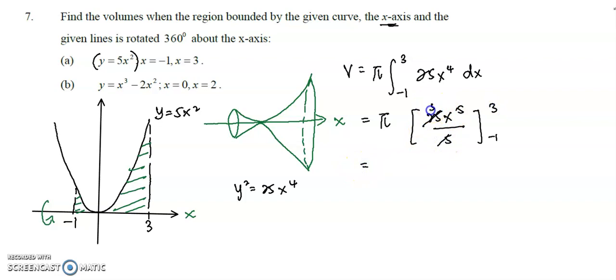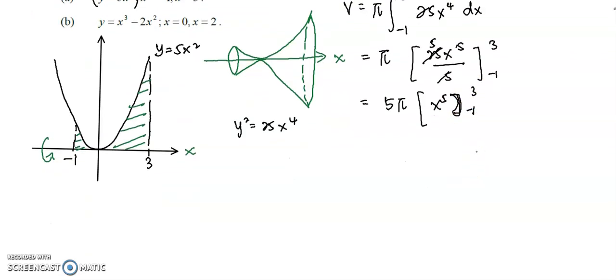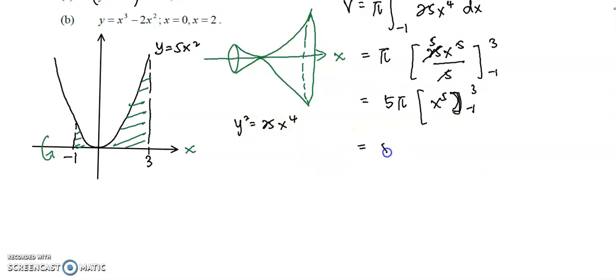This can be cancelled off. You have your 5 x to the power of 5. So this 5, you actually can factor it out. You get 5 pi. And what you have in the bracket is just x to the power of 5. Substitute the limits inside. Put in the 3. 3 to the power of 5 minus -1 to the power of 5. And you should get 1220 pi unit cube.